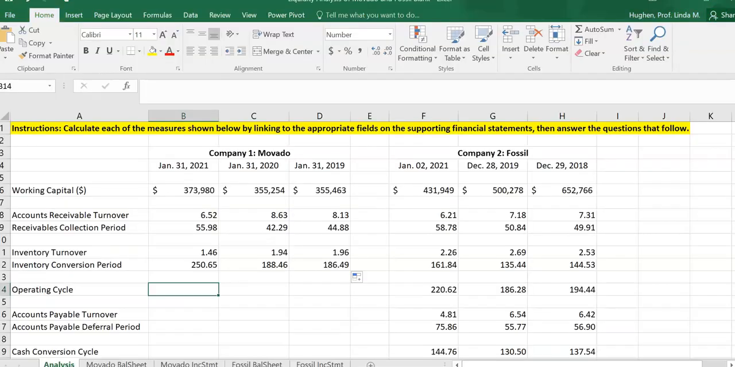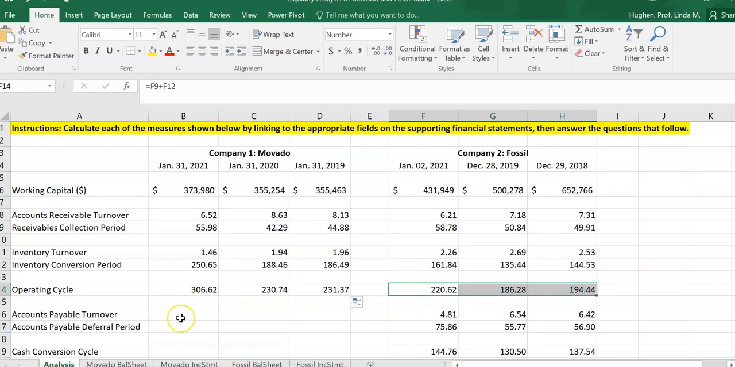Let's take a look at the operating cycle of Movado. We simply need to add the receivables collection period plus the inventory conversion period. So we're saying when we have a sale, if all sales are on credit for the company, it takes the company the most recent year about 307 days to sell the inventory and then collect cash from the customers. This is significantly higher for Movado than it is for Fossil. So far, all my measures that I'm looking at, Fossil seems to be a more liquid company.